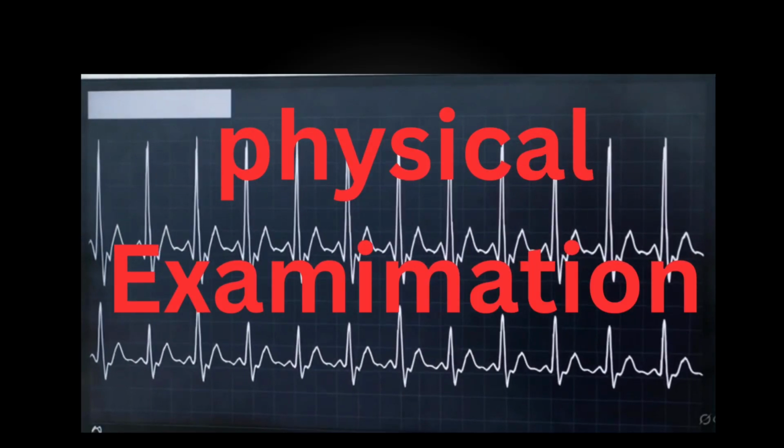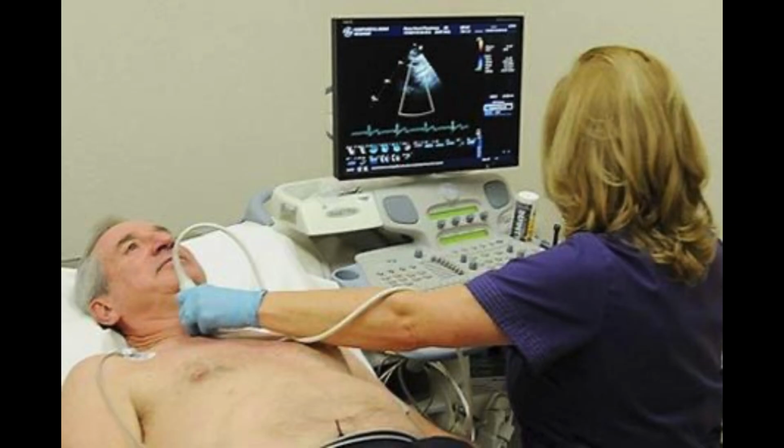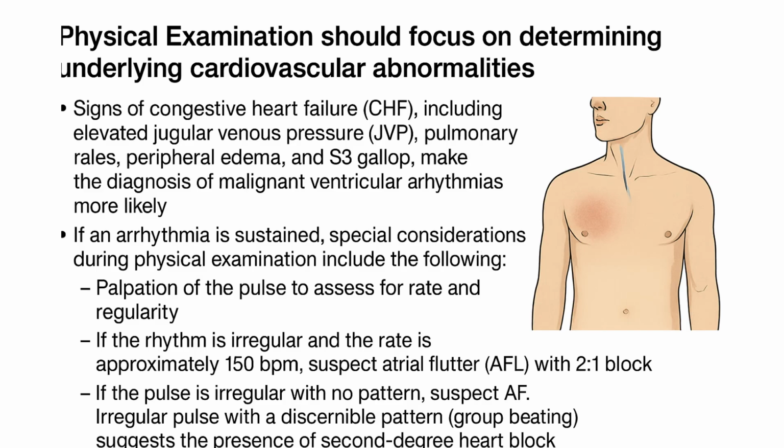Physical examination of cardiac arrhythmia. If the patient is clinically stable, then physical examination should focus on determining the underlying cardiovascular abnormalities that may make certain rhythms more or less likely. Signs of congestive heart failure, including elevated jugular venous pressure, pulmonary rales, peripheral edema, and S3 gallop, make the diagnosis of malignant ventricular arrhythmia more likely.